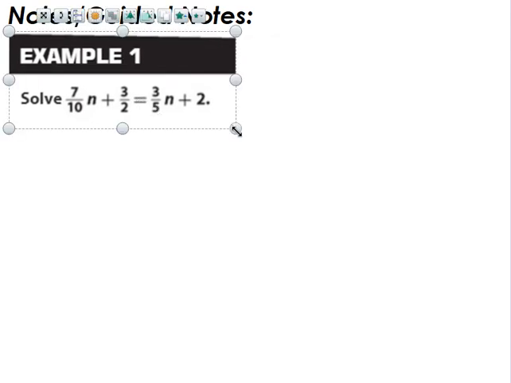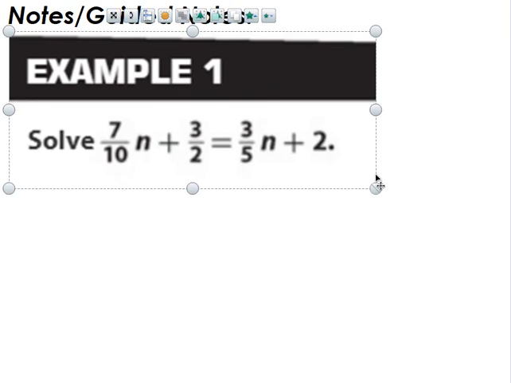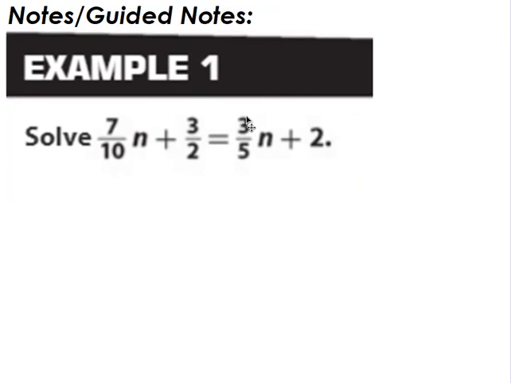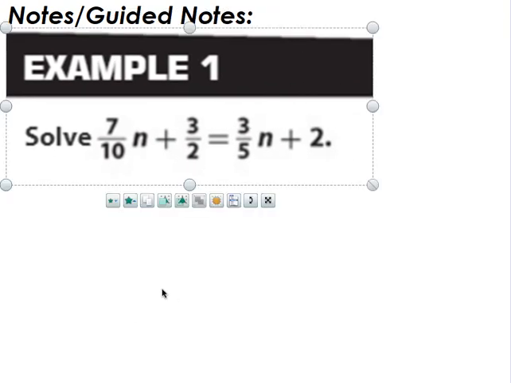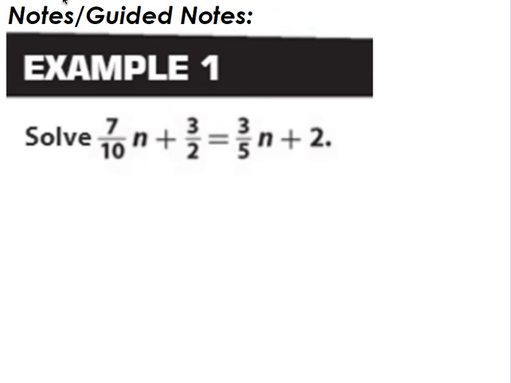Because of that, I want to show you guys a trick that might take a second to understand, but it's a way to eliminate all fractions in an equation. So here's my first equation. I need to solve 7/10 n plus 3 over 2 equals 3/5 n plus 2. The problem with this is I have three different fractions in one equation, and none of them have a common denominator.